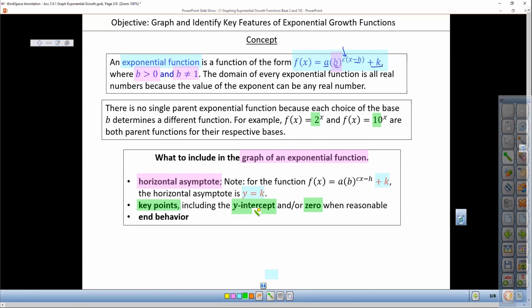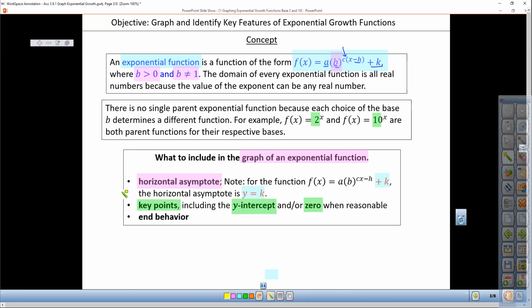We'll always be able to calculate the y-intercept, and we'll talk about how and make sure everybody remembers that. Zeros, however, right now, will be either one of our translated or transformed points from our key points of our base powers, like 2 or 10, or we'll approximate them. But the y-intercept is something that we'll always calculate and should always be able to calculate.